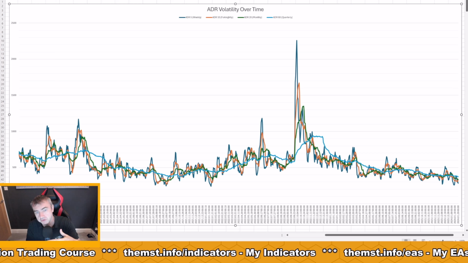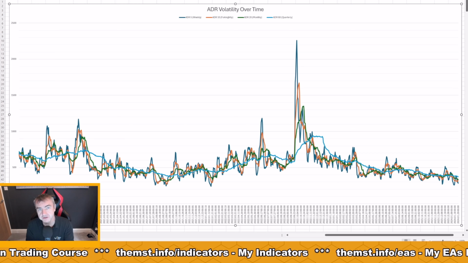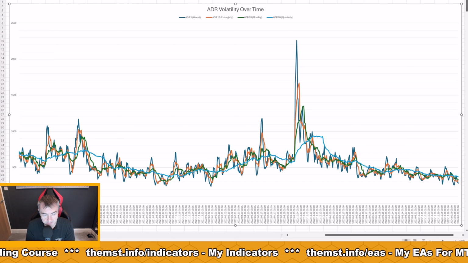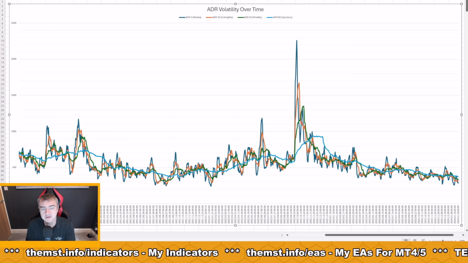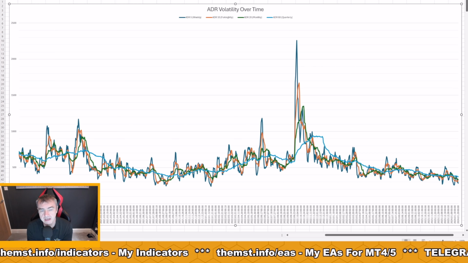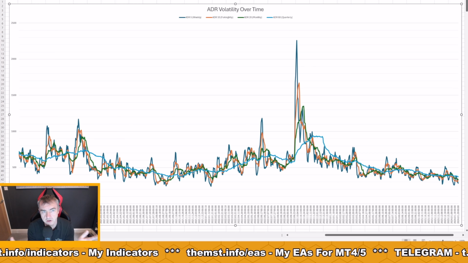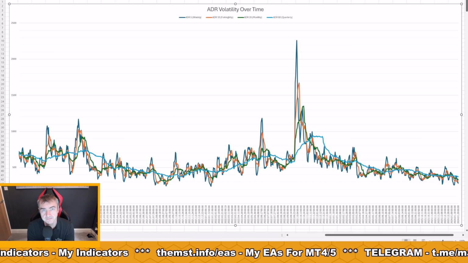Okay, so today we're going to look at average daily range and the differences between different ADR settings in relation to position trading strategies. The reason I did this analysis was to find out if there is an advantage to using a smaller or a longer time period for measuring the volatility of an instrument.